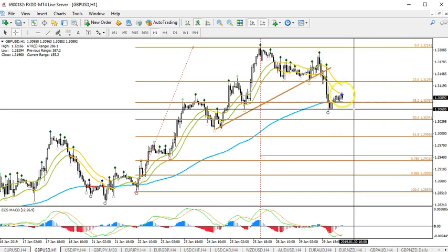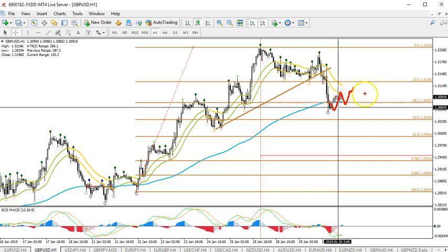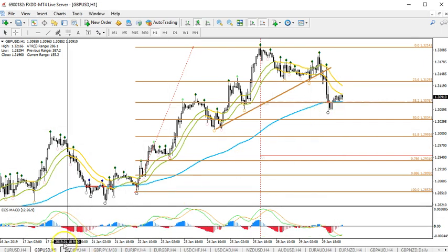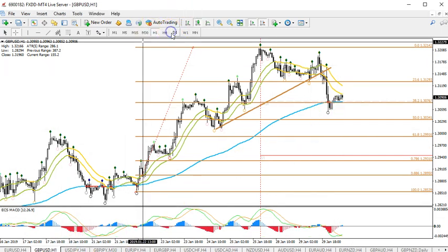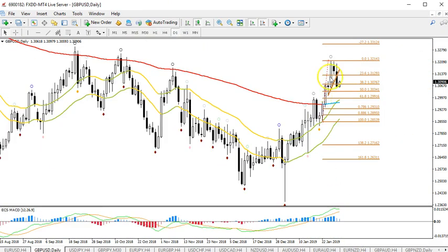Or if price makes a bear flag chart pattern, breaks that flag like this, and breaks below the weekly pivot point, then yes, there could be a deeper correction to the downside, aiming first at 130 and the 61.8 fib, but potentially even extending down to that weekly S1 pivot point. All right, so that's the pound for the moment. Ultimately, if it does move up, the target is 133, I think.